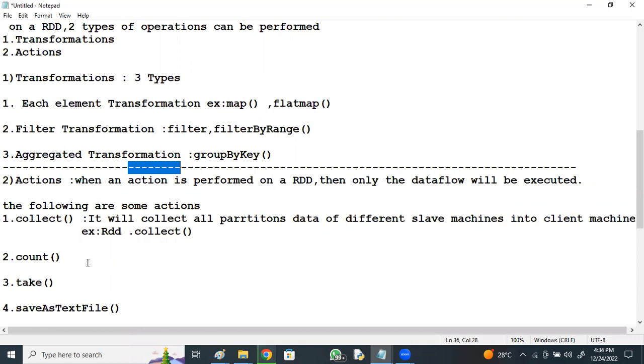So, okay, count. Counts the number of elements in an RDD. In an RDD, right? Yes. RDD.collect.